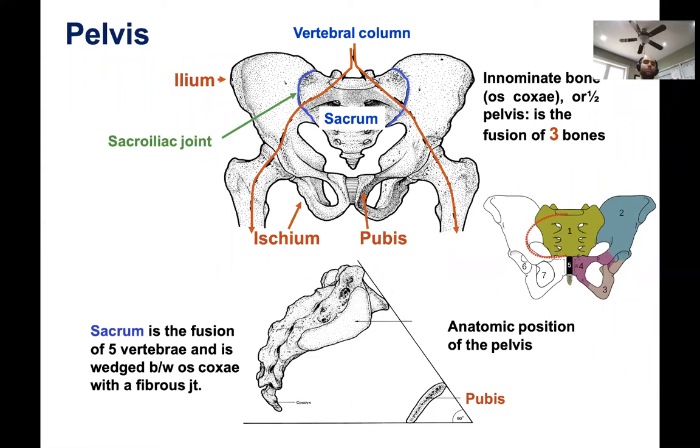So it supports our entire body weight, right? And when we walk, run, or jog, only one foot is on the ground at the same time for the most part. So all of our weight has to be supported on one side of our pelvis. So you can imagine the pelvis has to be a very, very strong bone.